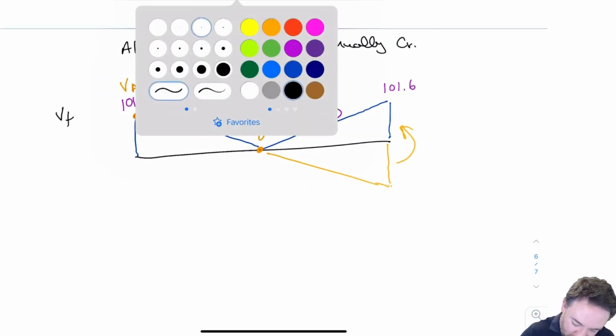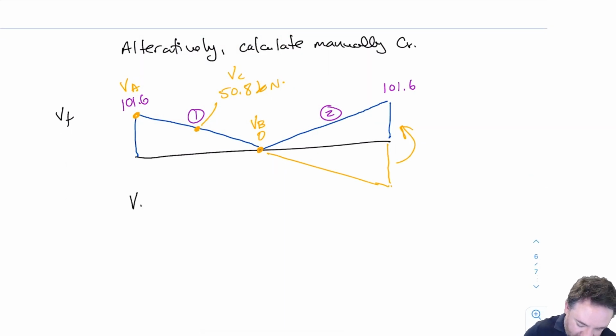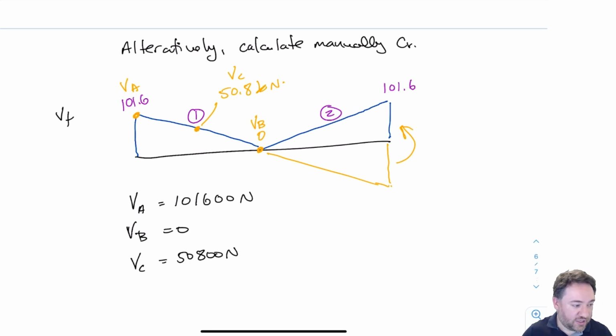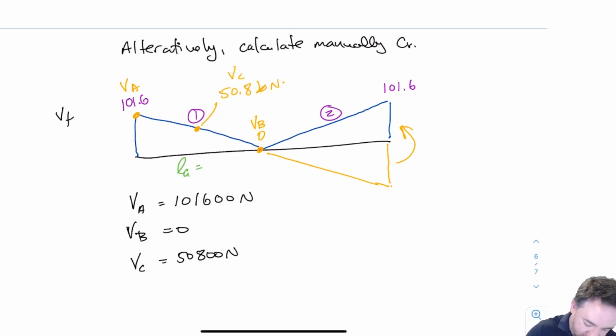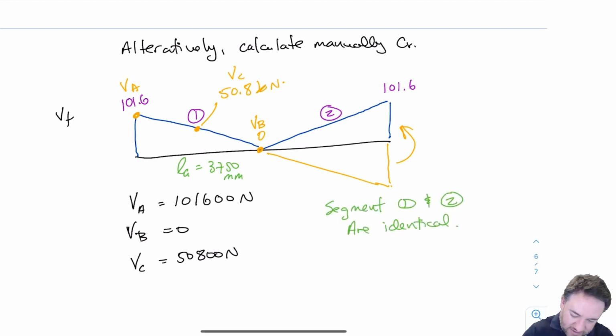Now, I also have to remember that when I do this calculation, I have to input these values in newtons. So this has to be 101,600 newtons, VB is 0, and VC has to be 50,800 newtons. And if I don't input it in newtons, it won't work. It says specifically in that method that it has to be in newtons. And the length of the segment, which we also need, is going to be half of 7,500, which is 3,750 millimeters. And that's the same for both segment 1 and segment 2. Okay, segment 1 and segment 2 are identical.